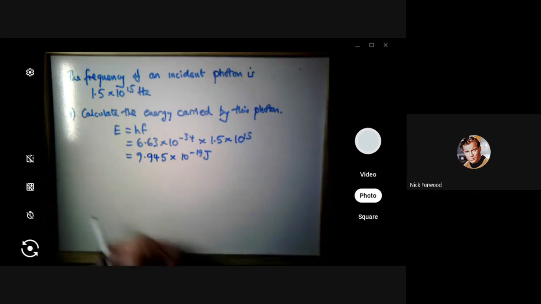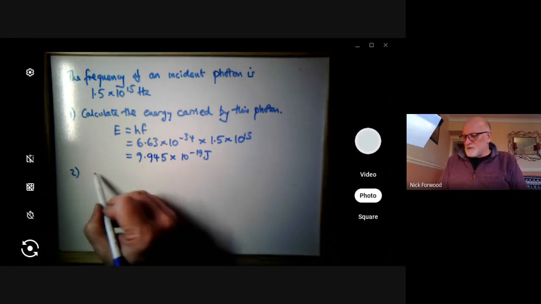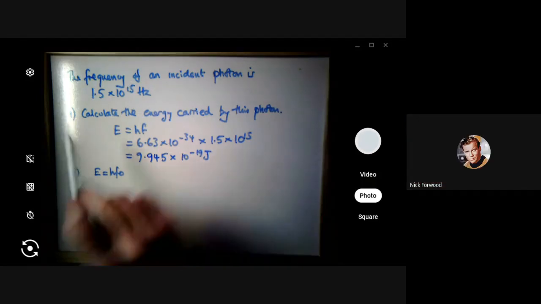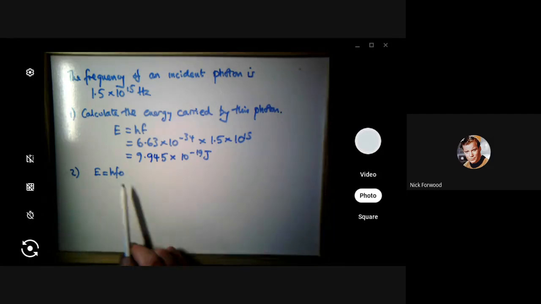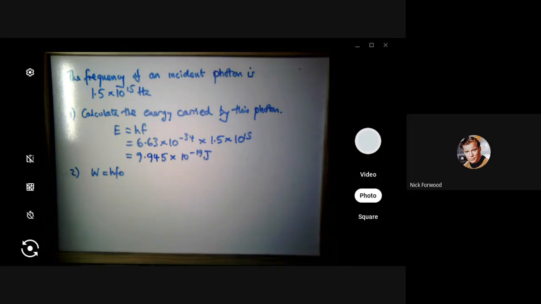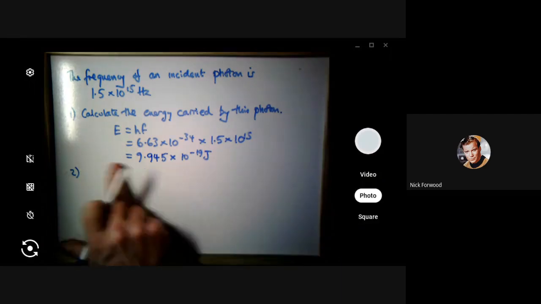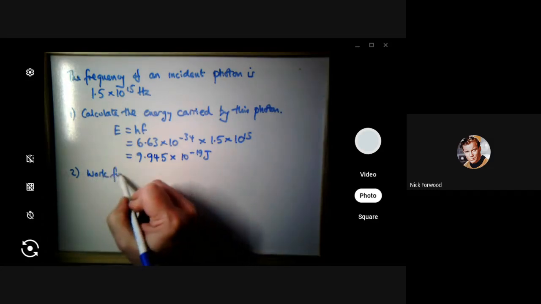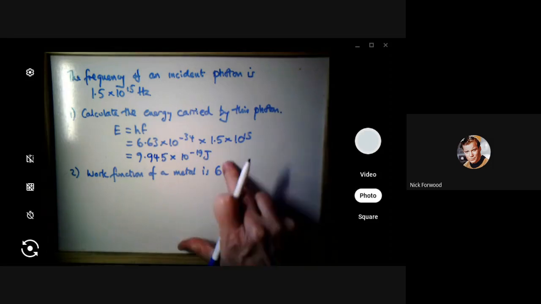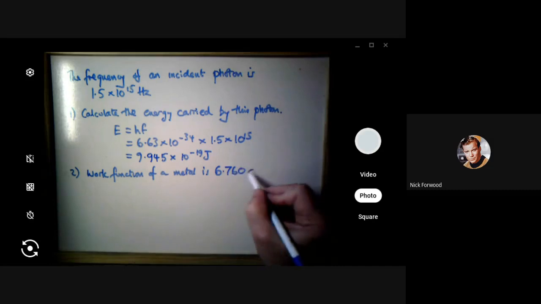Next part says, right, let me tell you what the work function is of the metal. And all we'll do is use the E equals hf naught that we did earlier. You'll have this in your notes from copying down earlier. You were given a threshold frequency earlier on, and we worked out the work function, which we could say is W, just W for work function. So I'm going to tell you that the work function is 6.760 times 10 to the negative 19 joules.